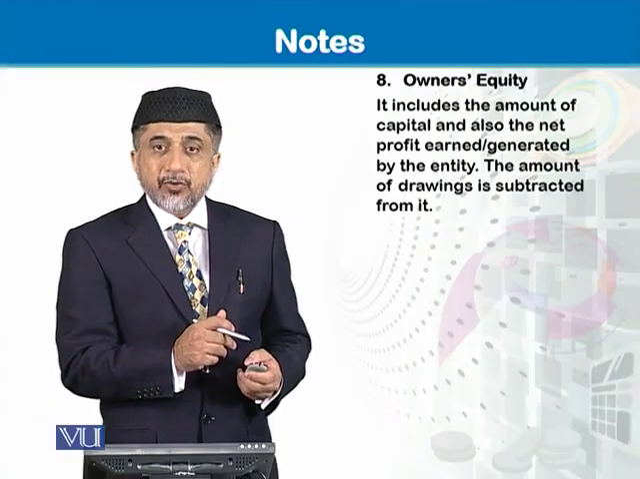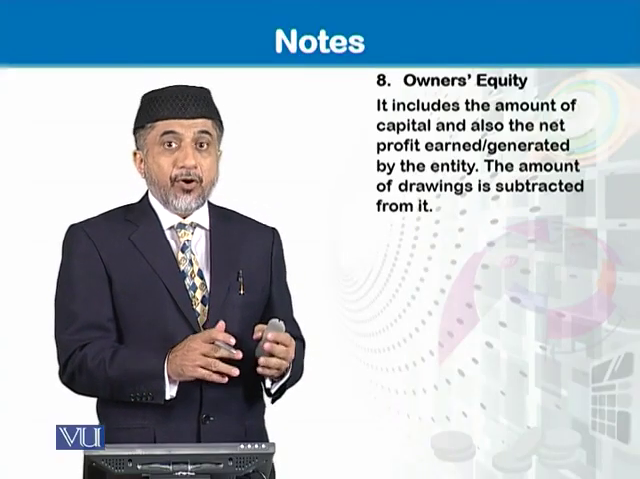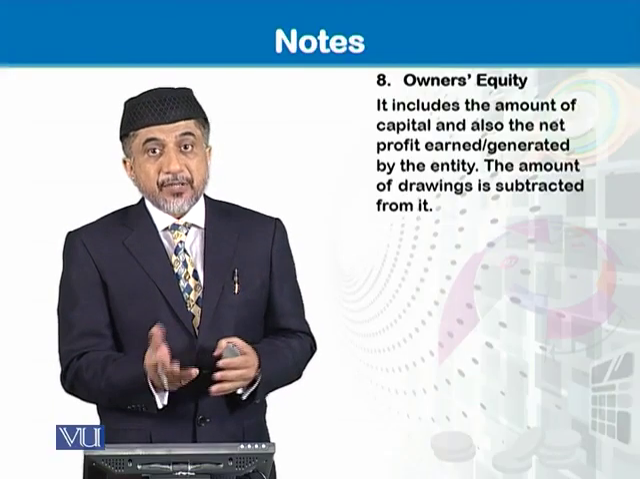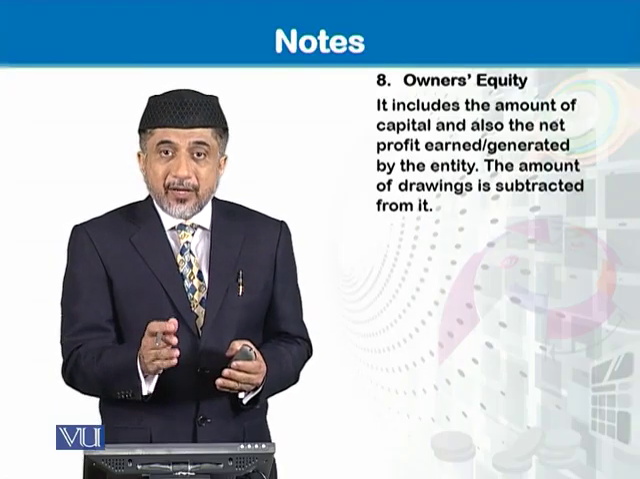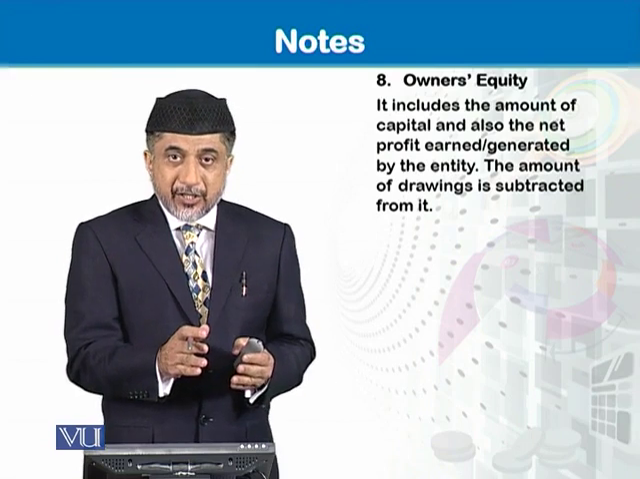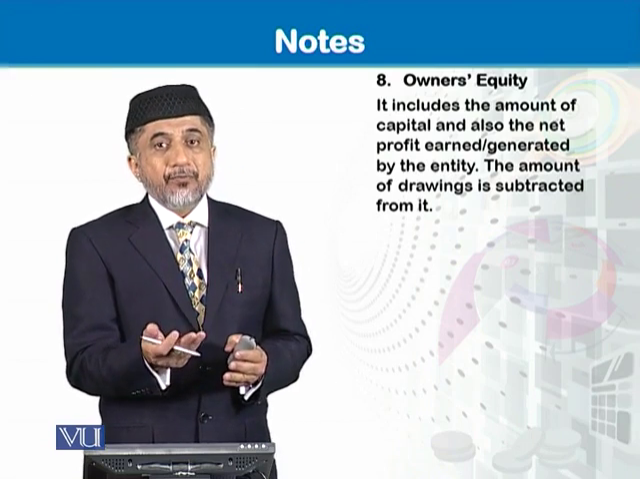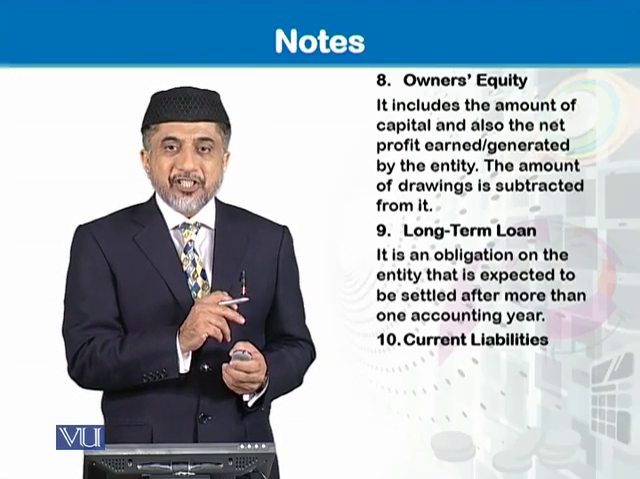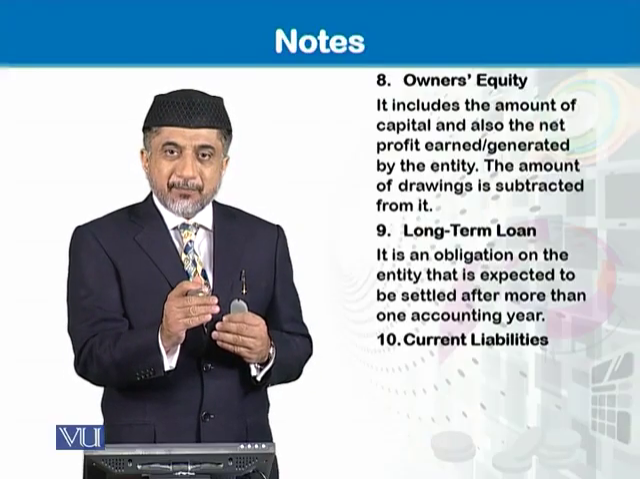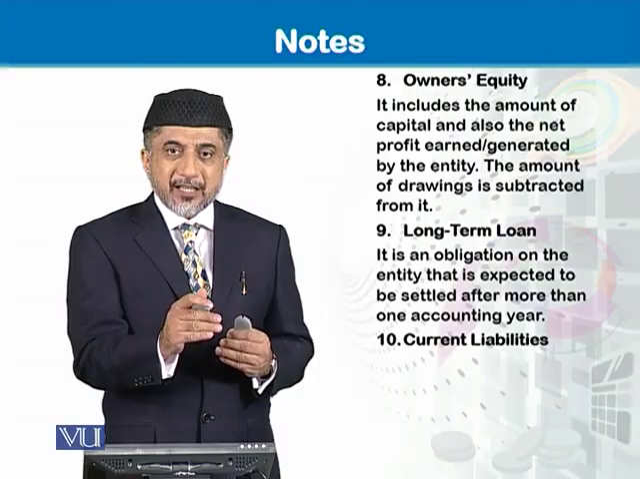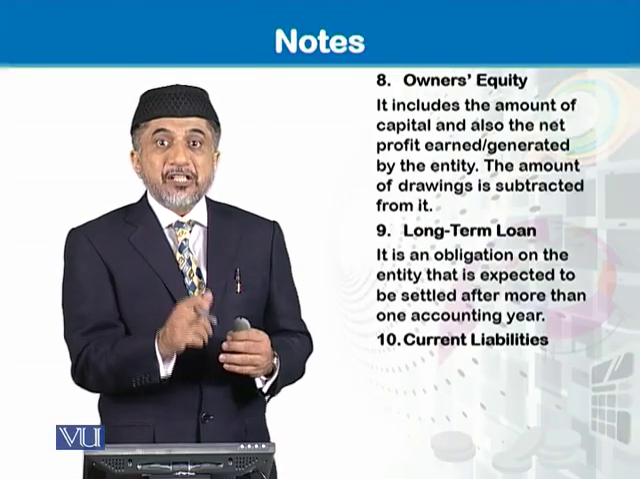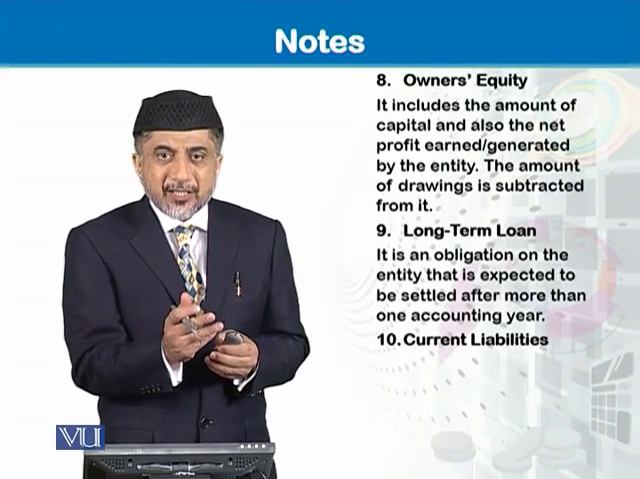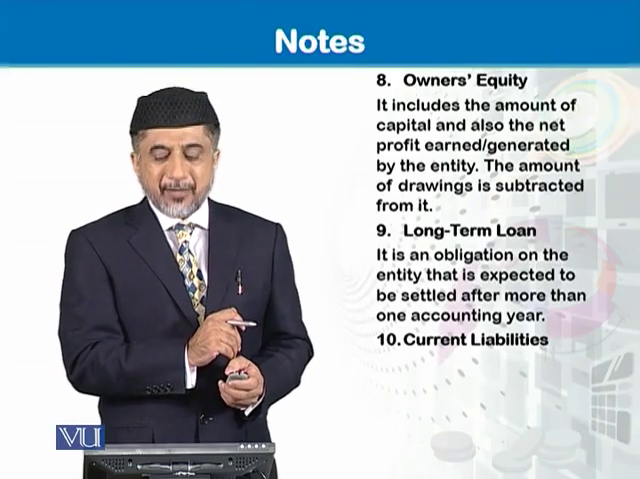Then owner's equity. Owner's equity is the claim of the owner on the resources of the entity after subtracting liabilities. So owner's equity at this stage, you will see, is capital plus profit minus drawings, and then long-term loans and current liabilities. Again, the bifurcation is based on the time period. The loan that your entity has taken for a longer period would not be mixed with the current liabilities. That would be shown separately. And short-term loans would be shown separately as current liabilities.